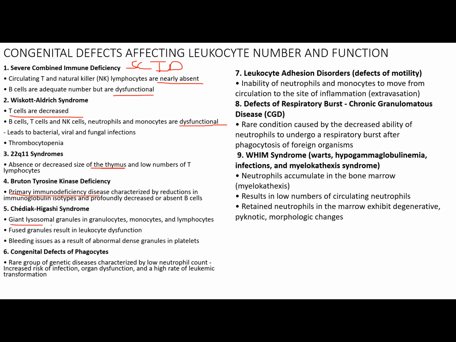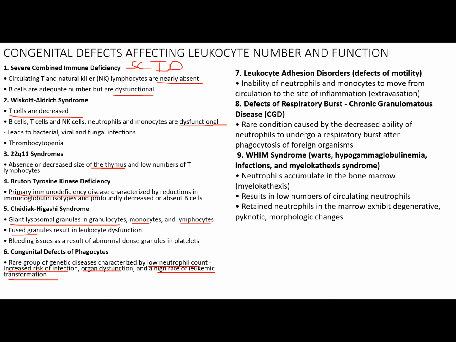These are giant lysosomal granules in granulocytes, monocytes, and lymphocytes. The reason why they have giant lysosomal granules, class, is because the lysosome granules fuse together, resulting in this dysfunction. Bleeding issues as a result of abnormal dense granules in platelets. Congenital defects of phagocytes. This is a rare group of genetic diseases characterized by low neutrophil count, increased risk of infection, organ dysfunction, and a high rate of leukemic transformation.